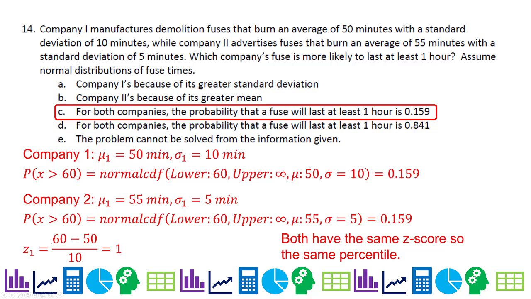The z-score for company 1 is 60 minus 50 over 10. We're getting 1. The z-score for company 2 is 55 minus 50, again divided by 5, we're again getting 1. So since both have the same z-score, they have the same percentile, they have the same probability.